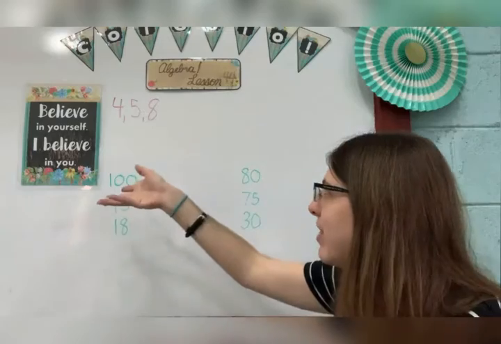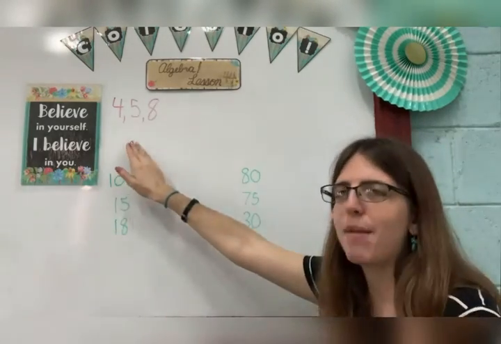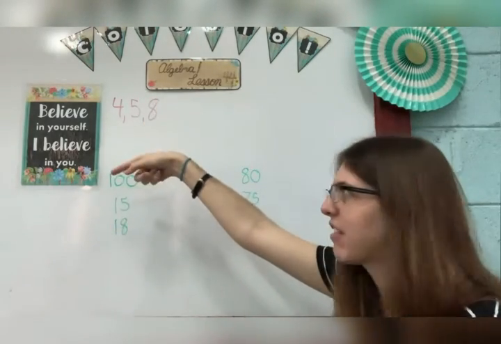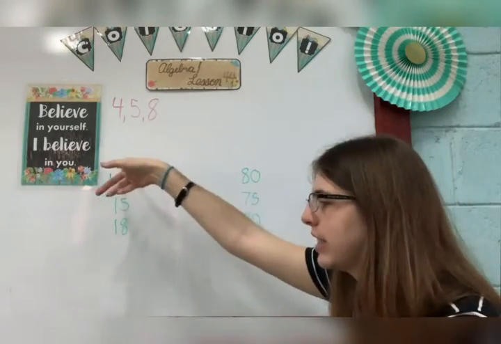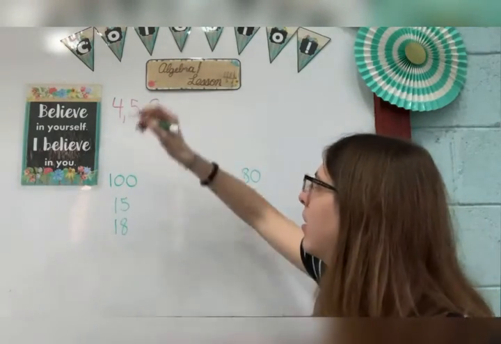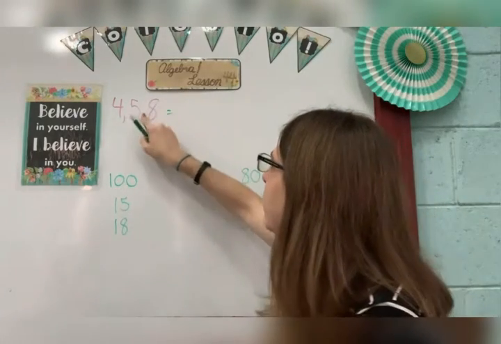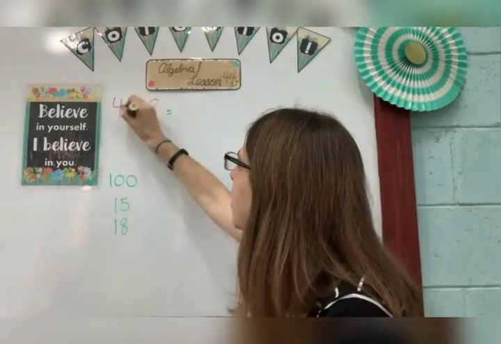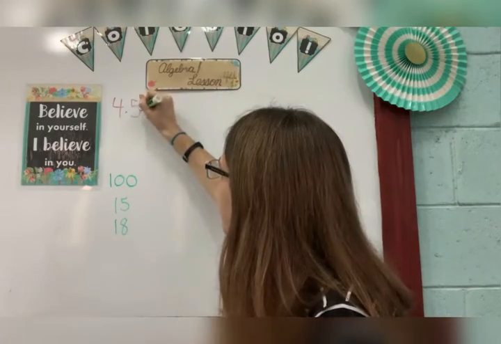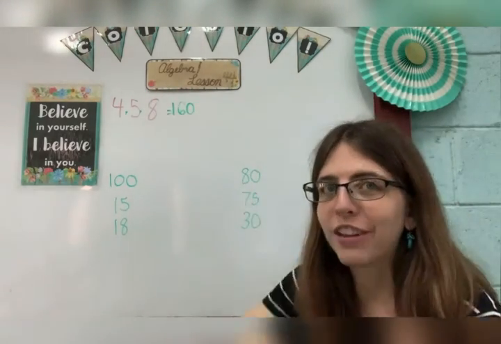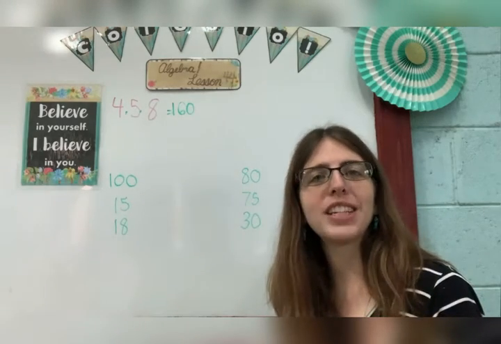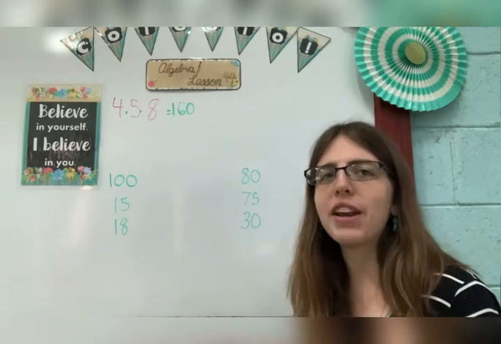I might think, well, I could probably find that by multiplying all three of these together. 4 times 5 is 20, and 20 times 8 is 160. 160 can be divided by all three of these numbers. So that's probably it. Wrong, that's not it. There's actually a smaller number. And here's the way to find it.